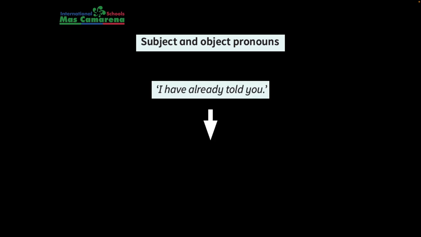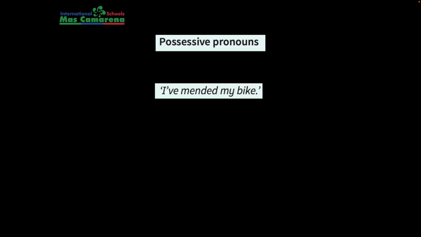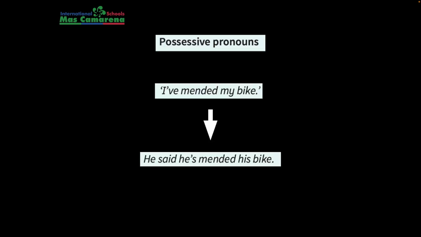Now remember, subject and object pronouns, they will change. "I have already told you," "she said she had already told me." So you can see how the I and the you have changed to she and me. Possessive pronouns: "I've mended my bike" becomes "he said he's mended his bike." So my bike changes to his bike according to who says it. If it was a girl, it would become "she said she's mended her bike."